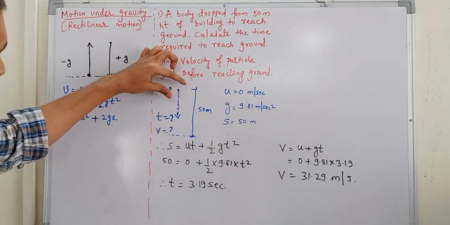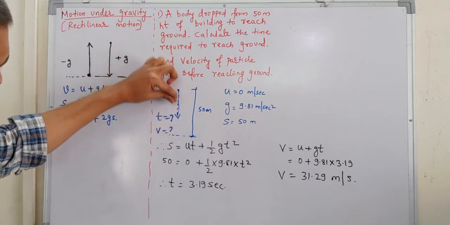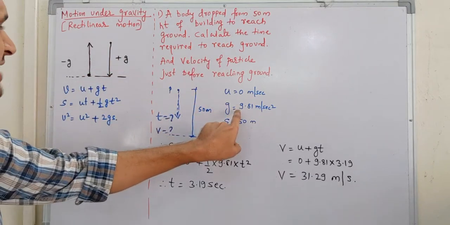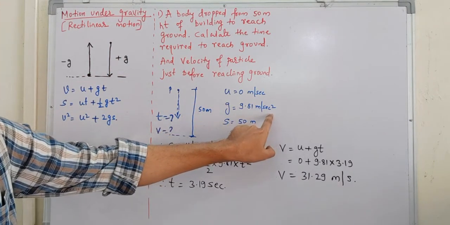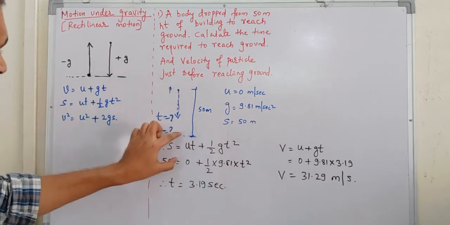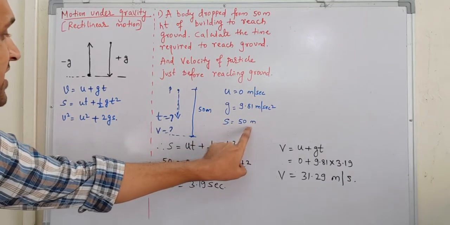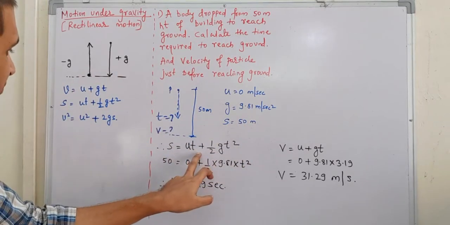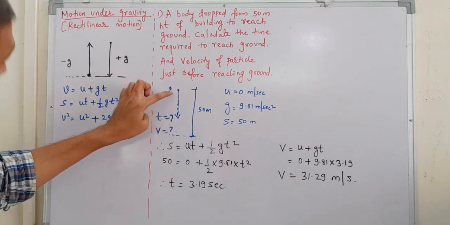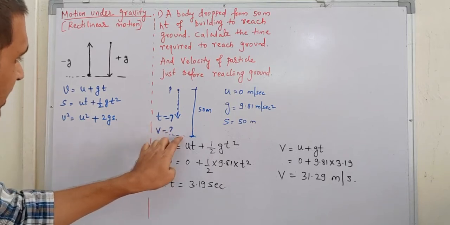At the same time, it reaches towards the ground, which means your acceleration has to be taken as plus 9.81 meter per second square. Your building height is told to be 50 meters, so before reaching the ground, it travels a distance of 50 meters. Now using the basic equations, you are asked to calculate the time required by the particle to reach the ground from the top of the building, as well as the velocity just before reaching the ground.